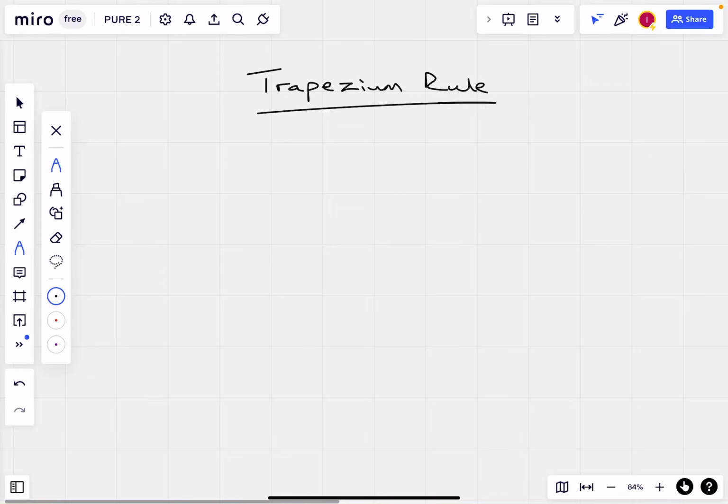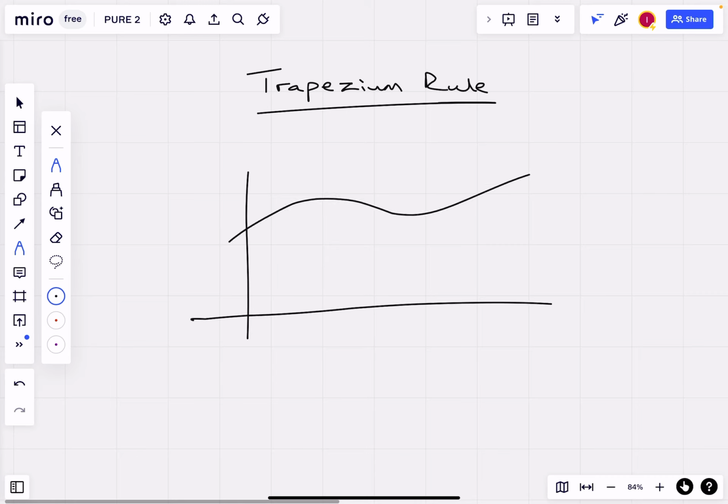Let's say you have a function which can't be integrated algebraically. How do you then go about working out the area under the curve? So let's say you had something like this. This function, y equals f(x), can't be solved algebraically. I'm just making that up.